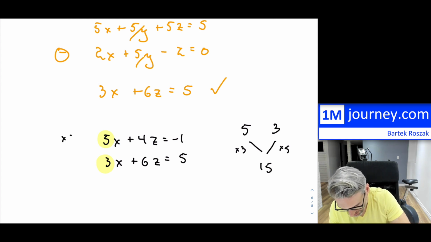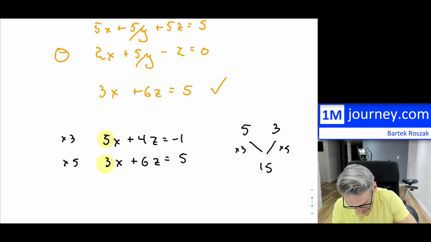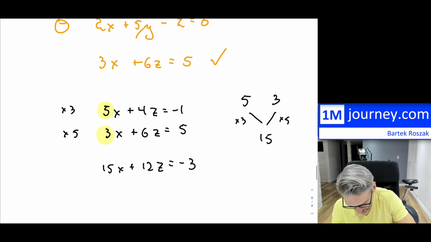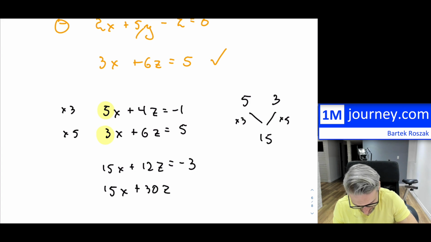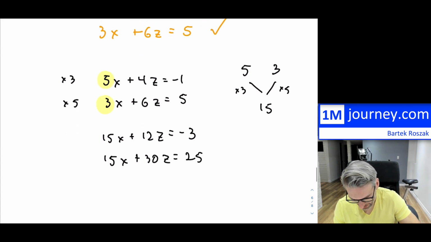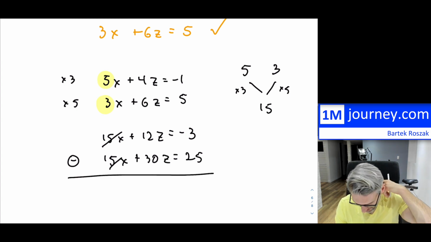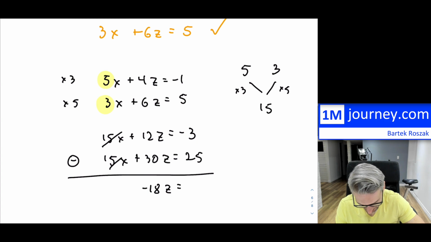Okay, so I'm going to multiply this by 3, multiply this by 5. So that's 15x plus 12z is equal to negative 3. And then my second one is 15x plus 30z is equal to 25. So now subtract. So the x is gone. So 12 minus 30 is, I guess, negative 18. This isn't very pretty, and that's fine. So negative 3 minus 25, so that's negative 28.